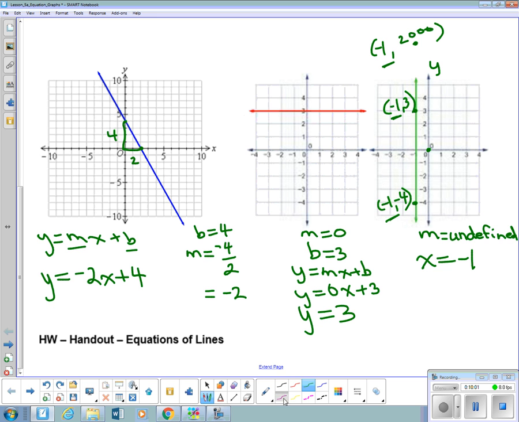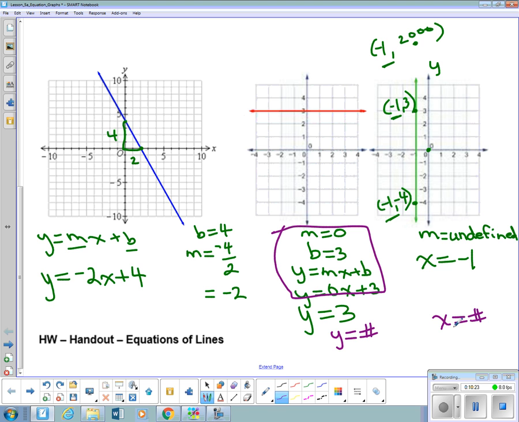Another way to help remember this: I know if it's horizontal, the equation is always going to be y equals a number, and that number will be where it crosses the y-axis. And if I have a vertical line, I know it will always be x equals a number.